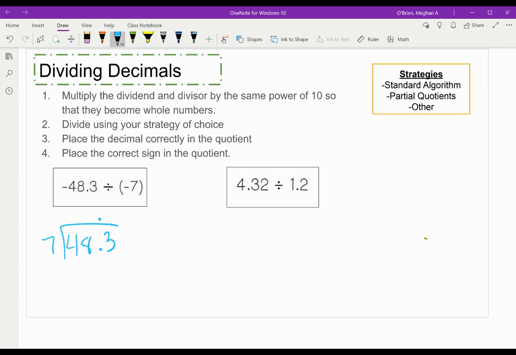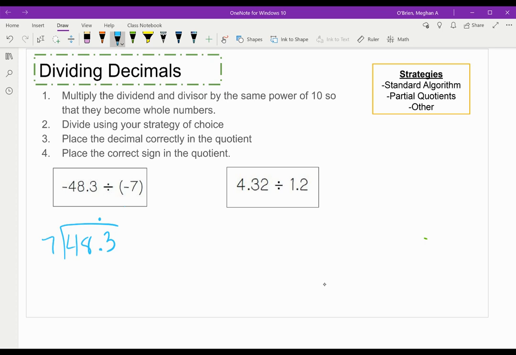So strategies are standard algorithm. You could actually do partial quotients. Any other strategy, like repeatedly subtracting groups, is fine. You could even do the area model in reverse if you want. There are so many different ways to think through division. I don't want you to feel like you have to do it this exact way. I'm just showing you one way.